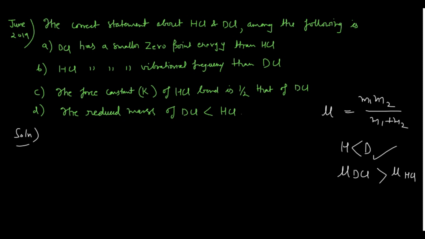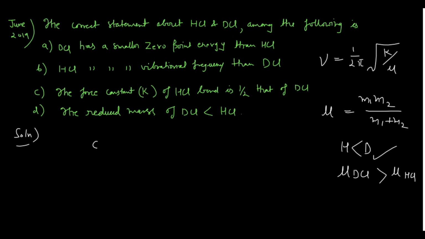The formula you know is nu equals 1 over 2 pi times the square root of k over mu. That means mu is inversely proportional to the vibrational frequency. If DCl has a higher reduced mass, then its vibrational frequency would be low. This is something very, very important. DCl has a smaller zero point energy, so let's check what the zero point energy is.